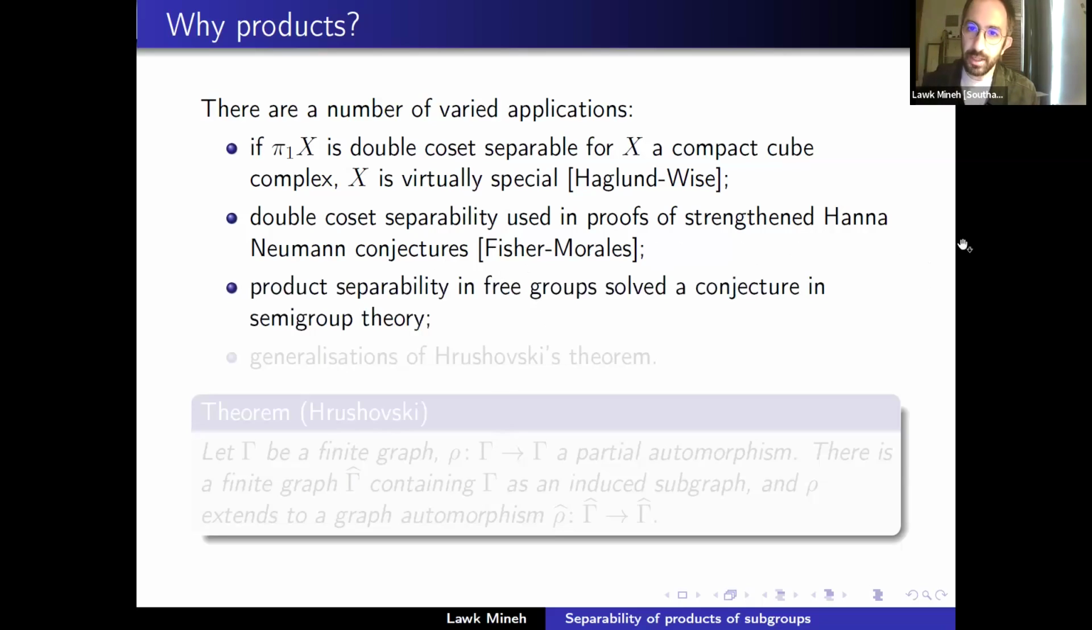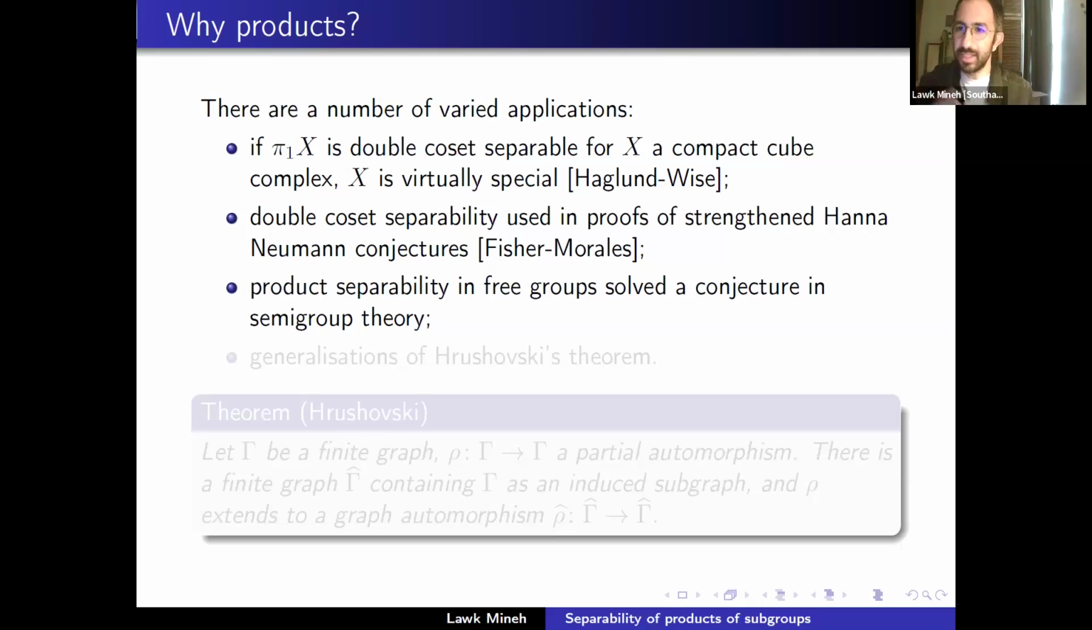Moving on to higher products. So product separability: one of the initial motivations for actually showing that some groups are product separable comes from a conjecture in semigroup theory, which is interesting. It's very different to what we usually think about in group theory.